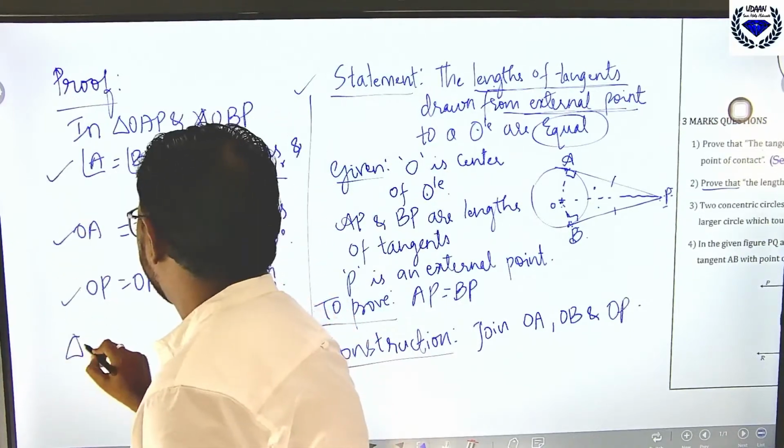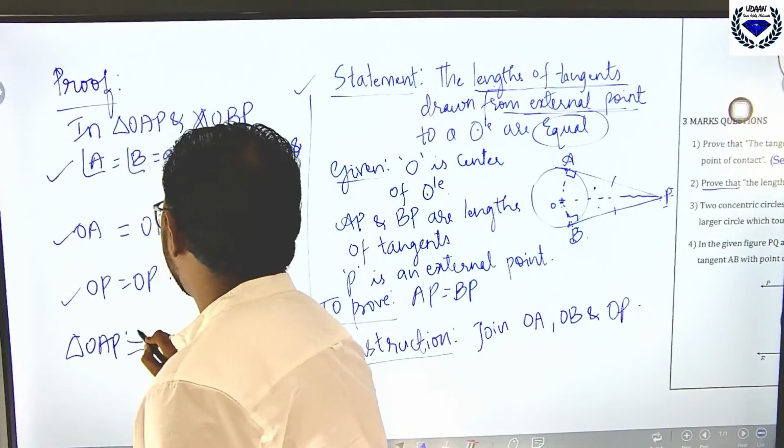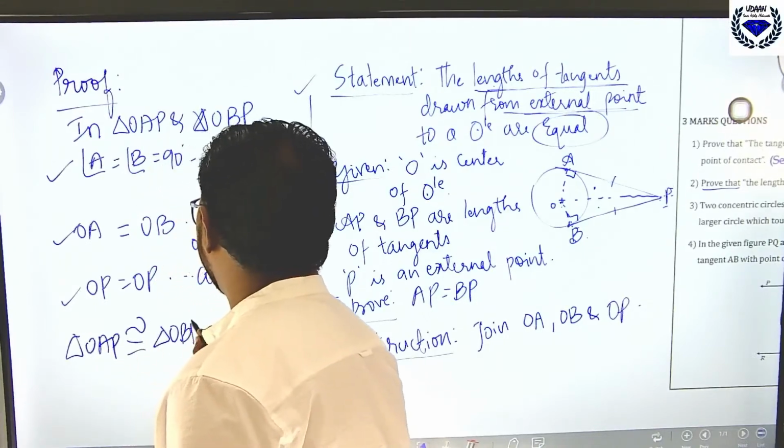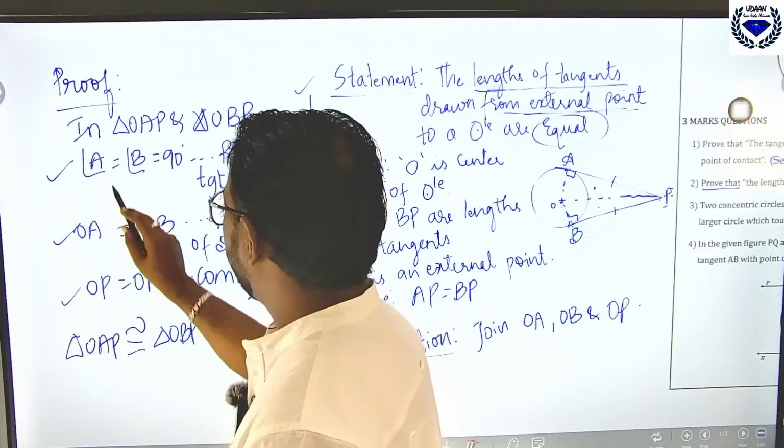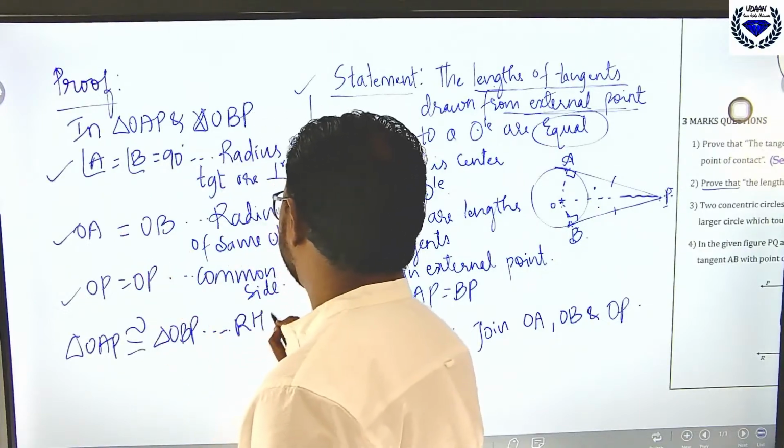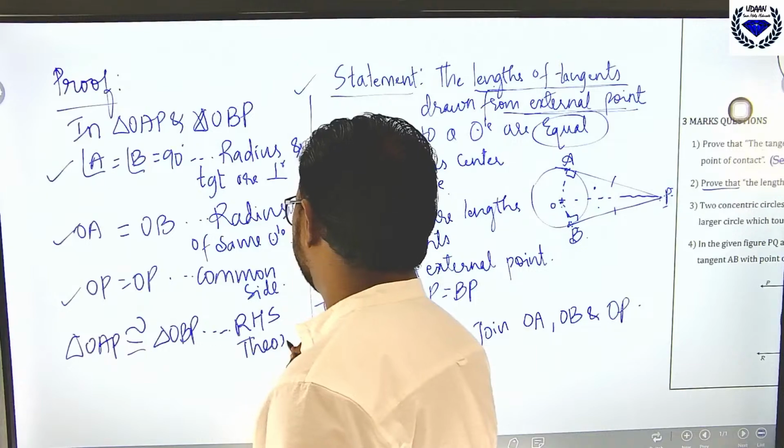Okay. Now triangle OAP is congruent to triangle OBP. Can you tell me why? This is the right angle hypotenuse side theorem. So RHS theorem, you should mention RHS theorem.